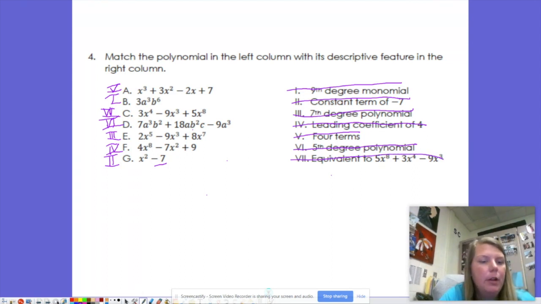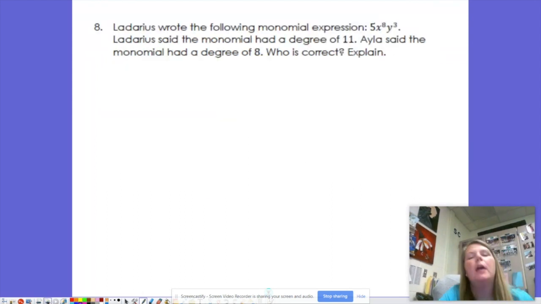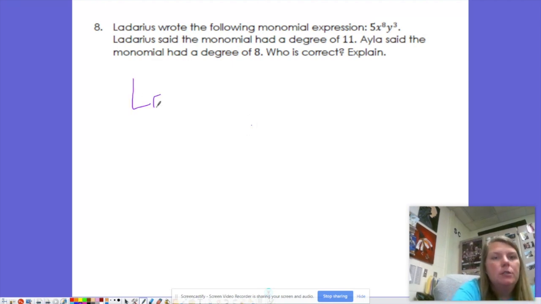All right, good. And then we want to look at the last one, number 8, the last problem we're going to look at today. So Ladarius wrote the following monomial expression, 5x to the 8th, y to the 3rd. Ladarius said the monomial has a degree of 11. Ayla said that the monomial has a degree of 8. Who is correct? Well, remember, if we have 2 different variables, we got to add their exponents to get the degree. So Ladarius is right.